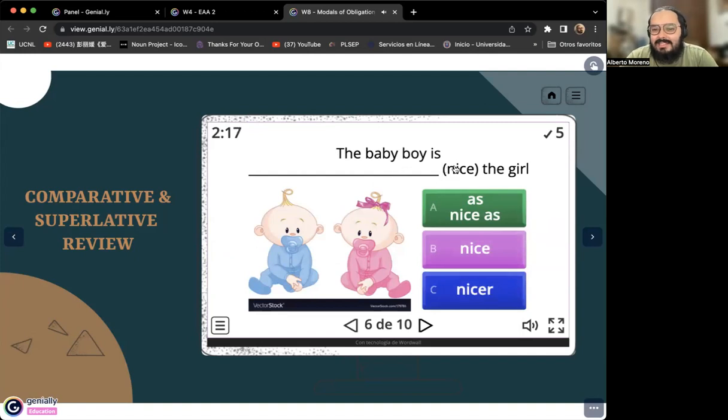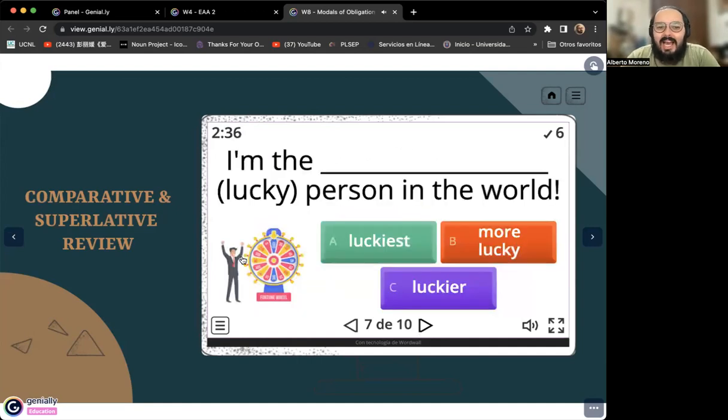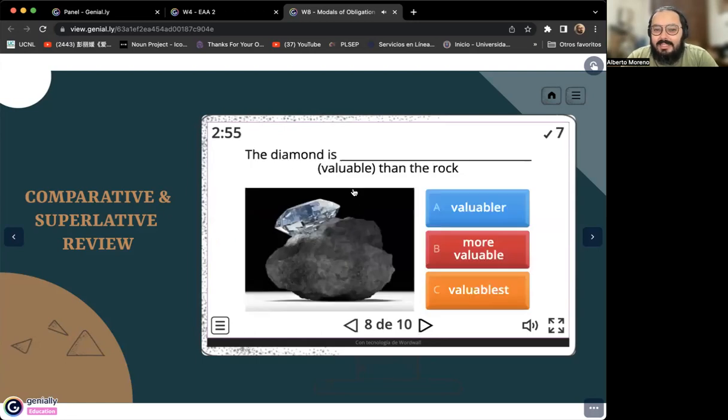The baby boy is the girl. As nice as, nice or nicer. Letter A. It can be as nice as or nicer, either one. As nice as, because they are equally nice. I am the person in the world. Lucky: luckiest, more lucky, or luckier. Luckiest. Very good. The diamond is than the rock.